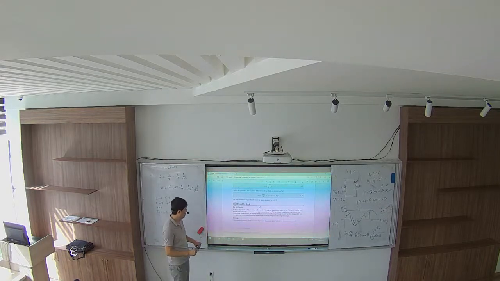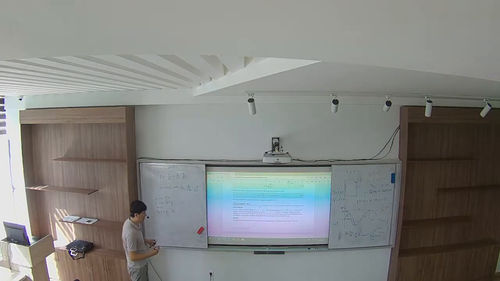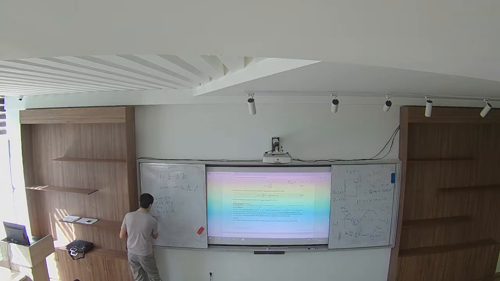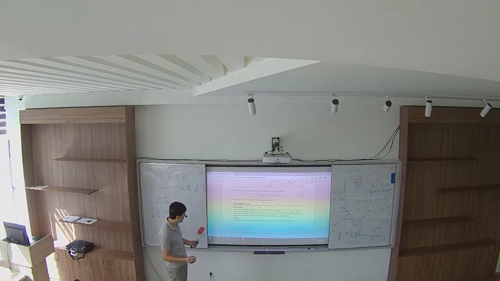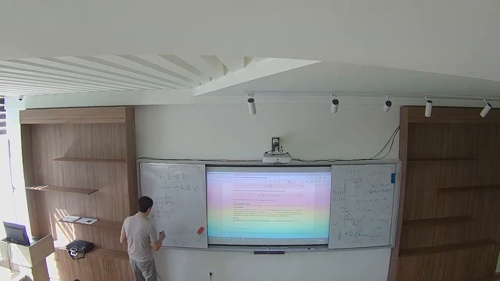So what's the angular frequency of the oscillation in this circuit? So the omega, this is part A. And B, what's the maximum current flowing through the circuit? So B is I max.